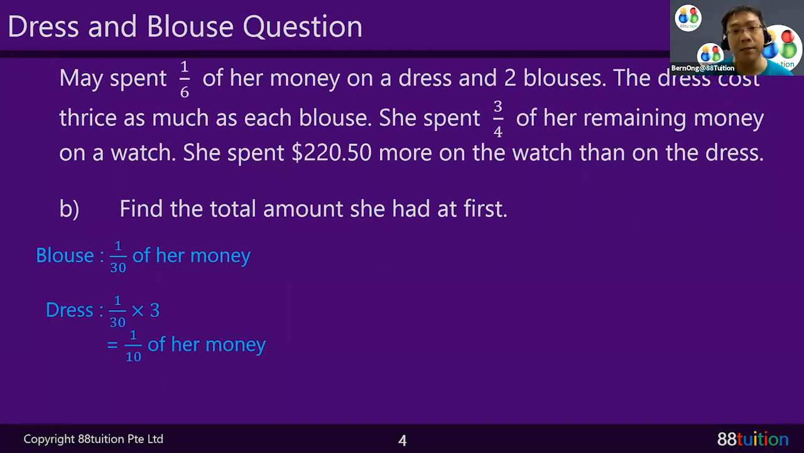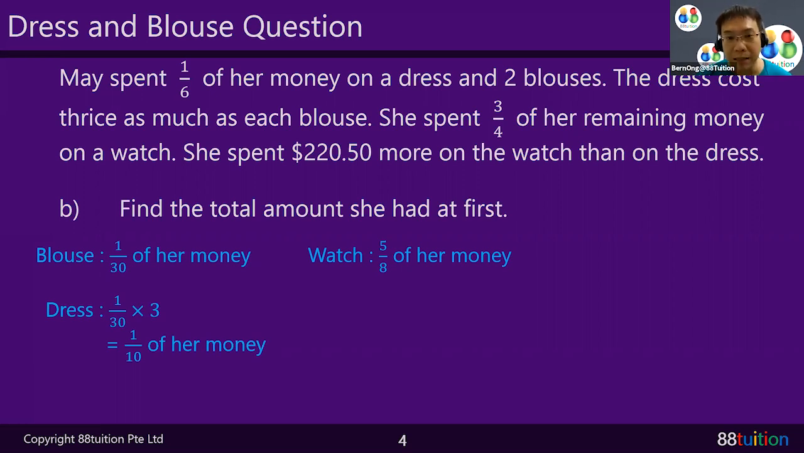And just now, from the branching method, I managed to find out the watch. The watch is actually 5/8 of her money. Remember how I get 5/8? I take 5/6 times 3/4 to get 5/8 of the money. So every part, can you see now, is of her money, of her money, of her money. Very fair in terms of comparison already.